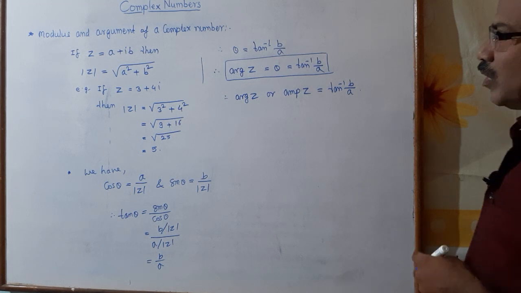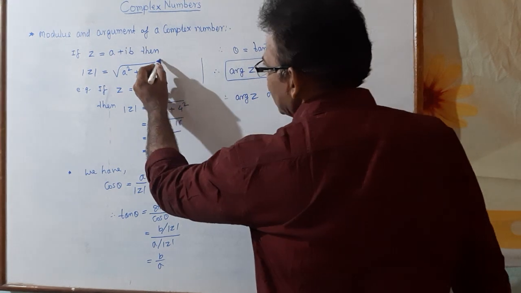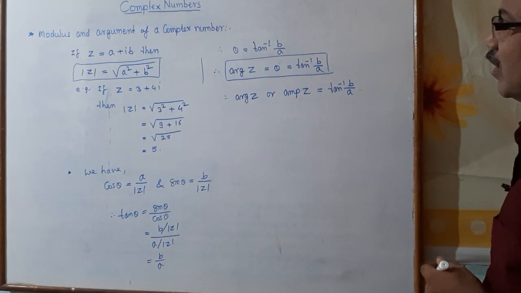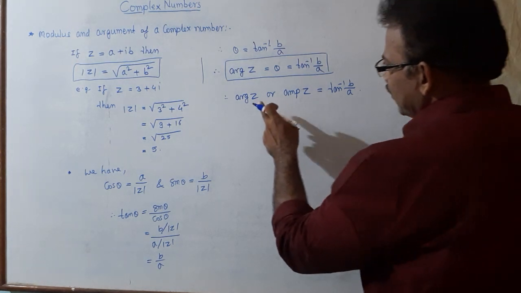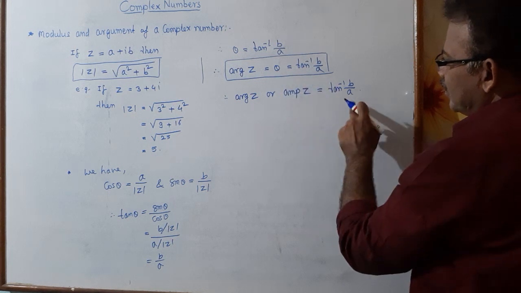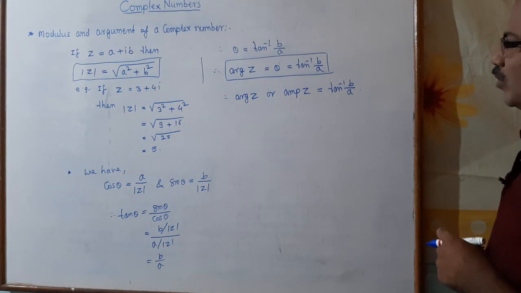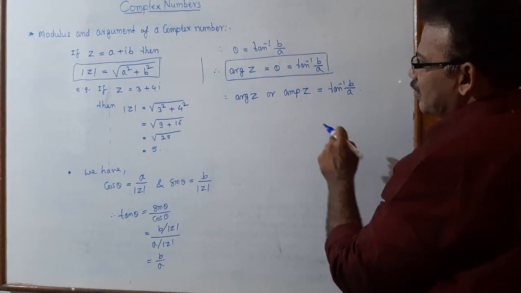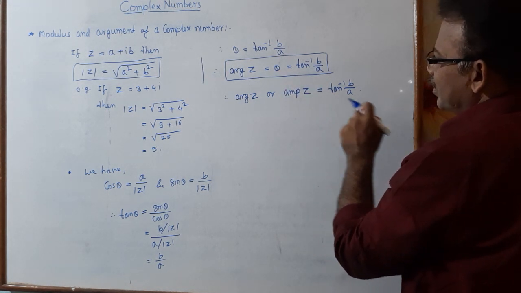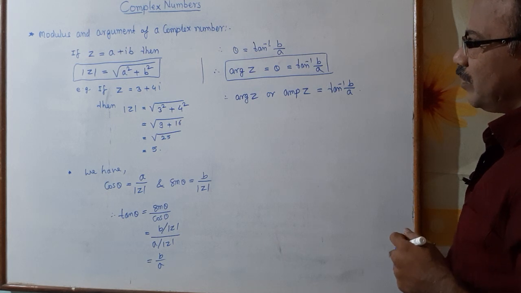Note that the modulus of z is given by this formula, square root of a square plus b square, and the argument of a complex number is given by argument of z or amplitude of z, which is theta, that is equal to tan inverse b divided by a. Note that here the argument of a complex number is nothing but the angle theta. That angle theta is known as the argument of the complex number, tan inverse b divided by a.